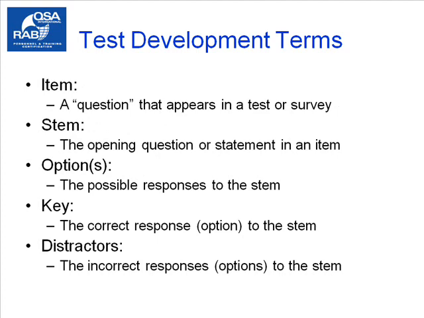An item is a question that appears in a test or a survey. The stem of an item is the opening question or statement. The options for an item are the possible responses to that stem. There should be one key, which is the correct answer or response to the stem, and then several distractors, which are the incorrect responses to the stem.